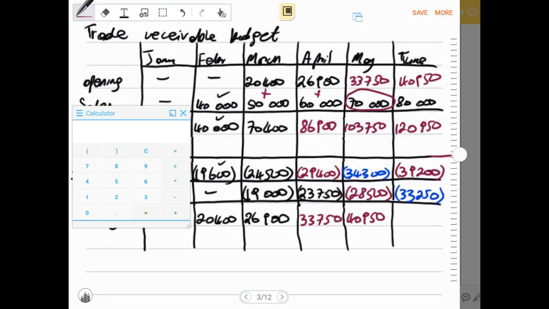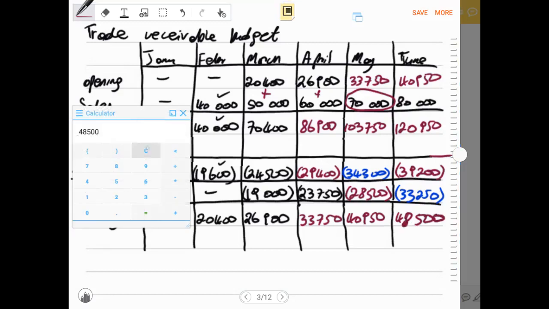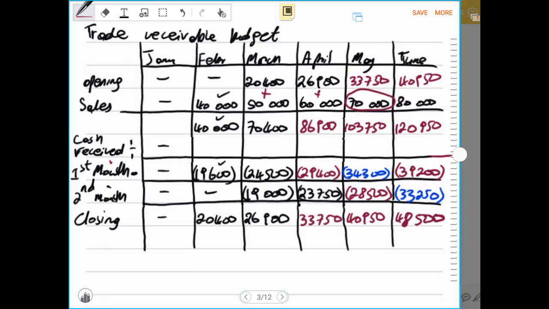Therefore, now we say 120,950 minus 39,200 and minus 33,250, and this gives us 48,500. Now in this 48,500, then this becomes our balance.